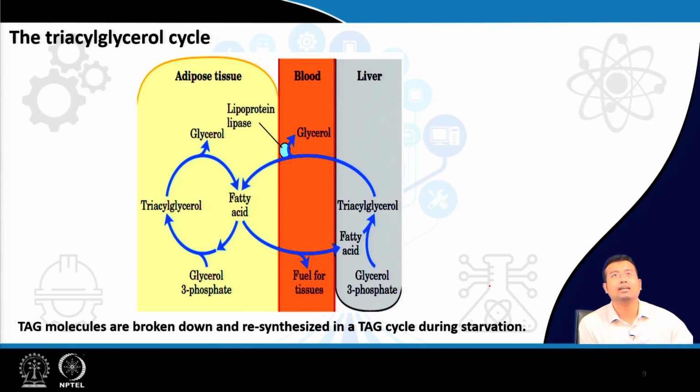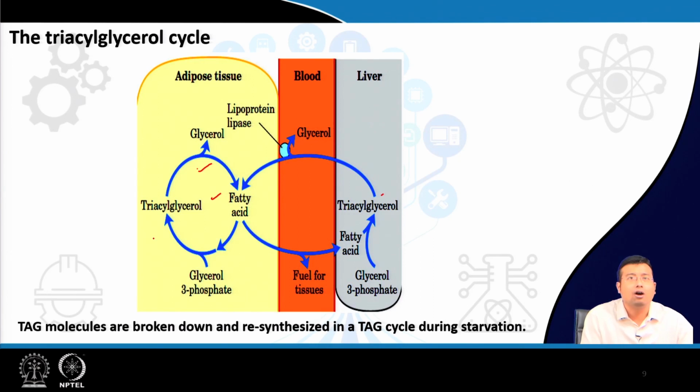So, basically this is the triacylglycerol cycle, where upon requirement the triacylglycerol can be broken down to simpler compounds like glycerol and fatty acid, and this fatty acid acts as a fuel and goes outside the tissue. Again, it can be acted upon by glycerol 3 phosphate when the body is in anabolic mode, and triacylglycerol will be synthesized again. By the action of lipoprotein lipase, it can again be broken down.